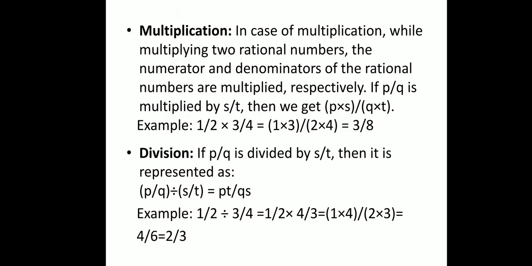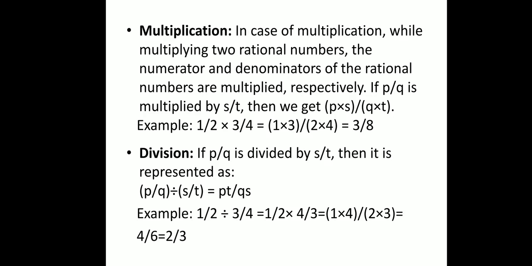Now, after performing addition and subtraction operations, we need to perform multiplication and division also on the rational numbers. For addition and subtraction, what we have done is we first make their denominators the same, and then accordingly, if I need to add, I will be adding the numerators. If I need to subtract, I need to subtract the numerators. Now, let us take a look at the multiplication operation. In case of multiplication, while multiplying two rational numbers, the numerators and denominators of the rational numbers are to be multiplied respectively.